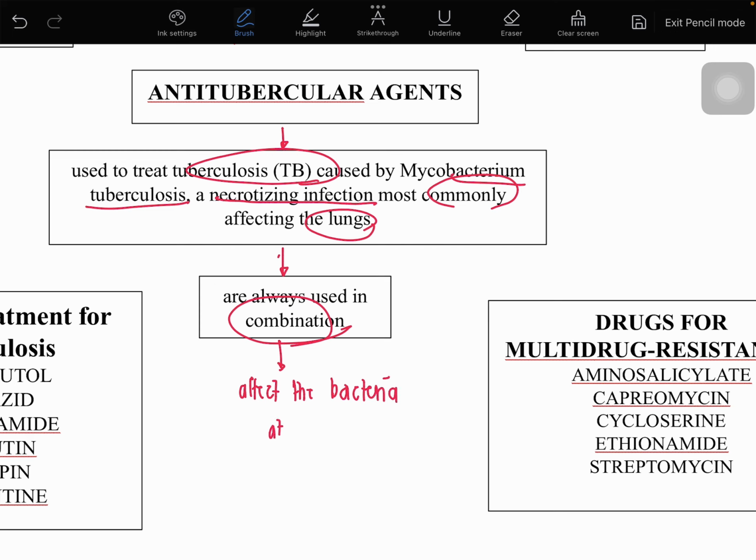at various stages. Kasi nakadepende naman yung stages natin or staging natin pagdating sa TB natin, kung ikaw pa ay nakakahawa, okay, kung nasa latent or active phase ka pa ng TB natin, para ito ay mabilis ma-transmit, okay? And of course, aside from that one, for us to help decrease the emergence of resistant strains natin. Okay, nagkakaroon na ng resistance pagdating sa ating mga anti-TB agents natin. Okay, so it is always being used in combination.